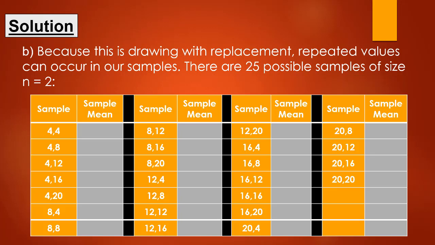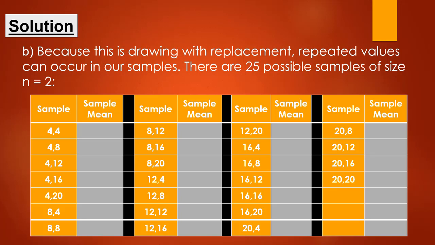So we get 4 and 4, 4 and 8, 4 and 12, 4 and 16, 4 and 20, 8 and 4, 8 and 8, 8 and 12, 8 and 16, 8 and 20, 12 and 4, 12 and 8, 12 and 12, 12 and 16, 12 and 20, 16 and 4, 16 and 8, 16 and 12, 16 and 16, 16 and 20, 20 and 4, 20 and 8, 20 and 12, 20 and 16, 20 and 20. Okay. So we get each one of these pairs.